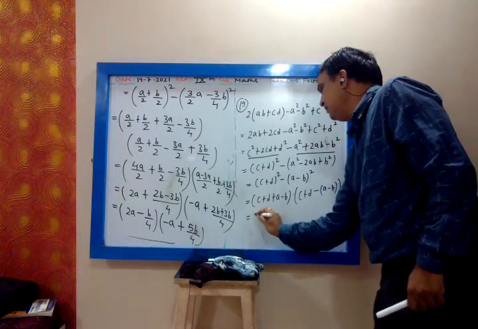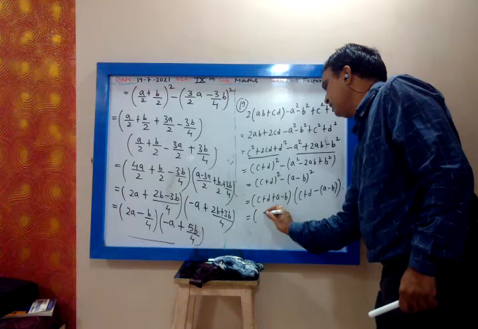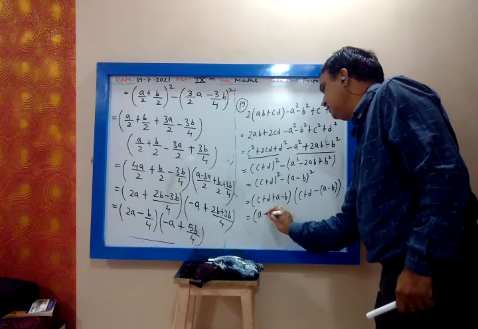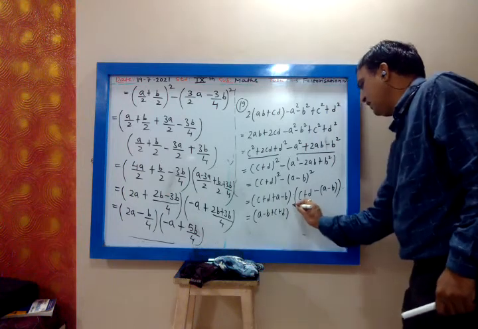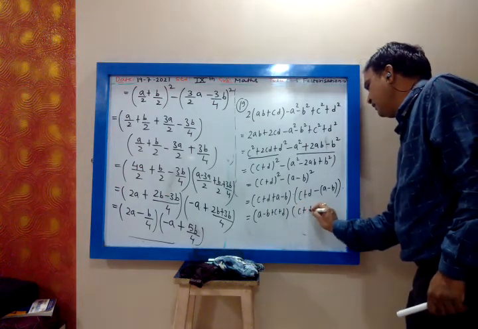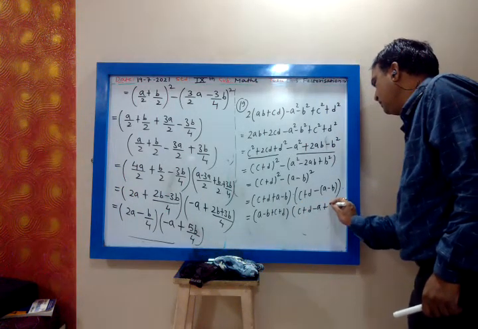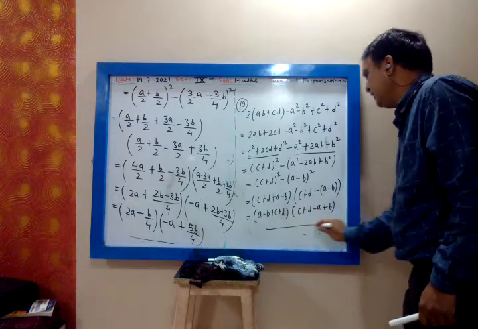So that will be c plus d, that we can write a minus b plus c plus d, rearrange, and this I can write c plus d minus a plus b, and this is the answer. Okay.